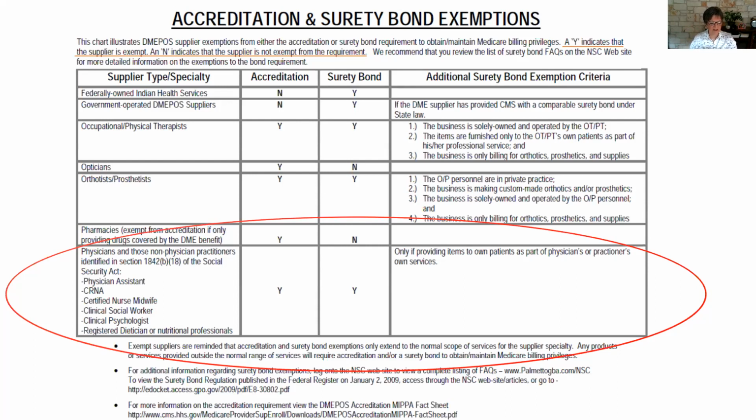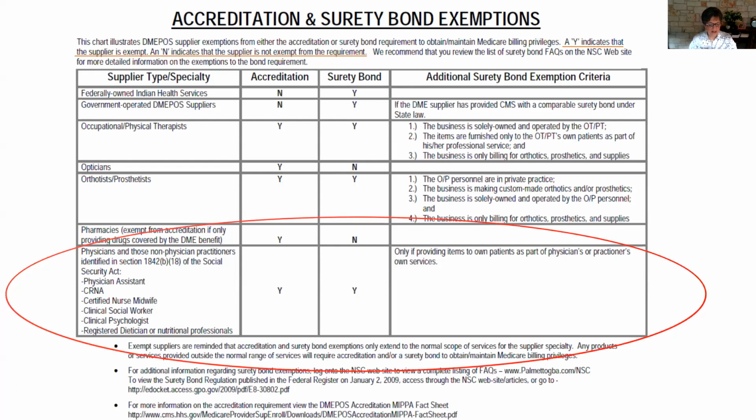So for example, if you're an optician and you're thinking about offering optical supplies, DME supplies as an optician, then you would be exempt from accreditation, but you would not be exempt from having to get a surety bond. So you would have to get bonded. If you are a physician, and if your goal is to provide items to your own patients as part of your own services, you are exempt from accreditation and you are exempt from having to obtain a surety bond.